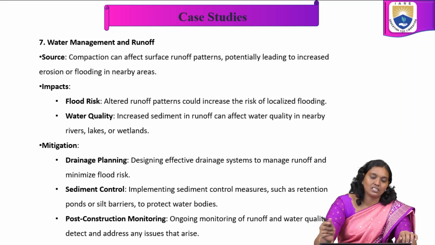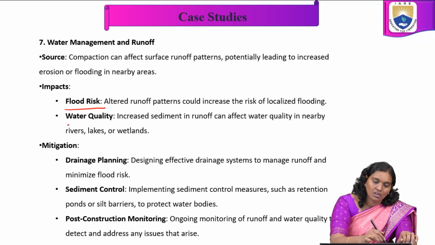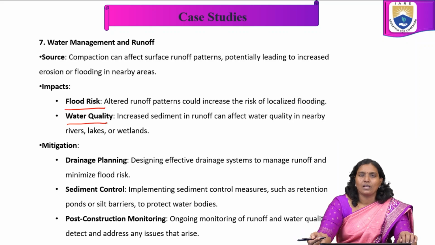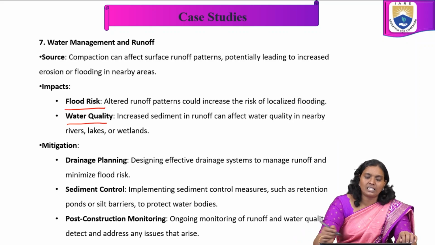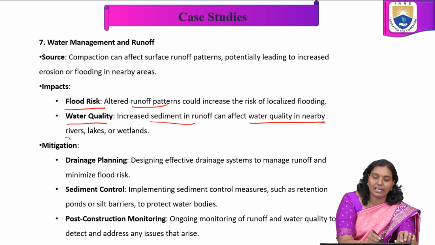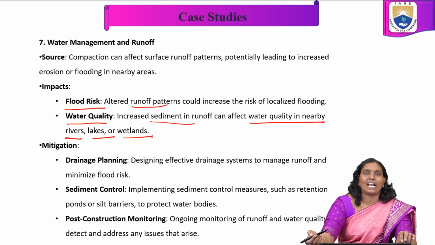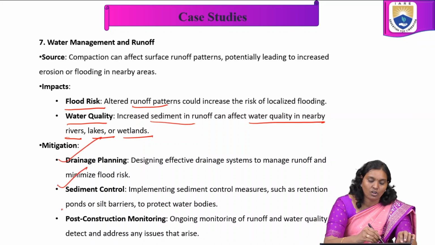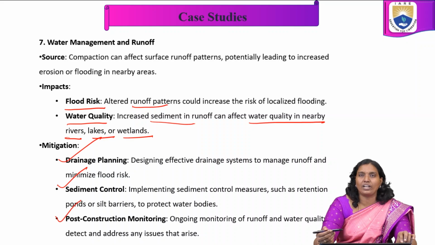in nearby areas. Those impacts are flood risk and water quality. So in flood risk, altered runoff parameters could increase the risk of localized flooding. And in water quality, increased sediment in runoff can affect water quality in nearby rivers, lakes, or wetlands. In mitigation, drainage planning, sediment control, post-construction monitoring.